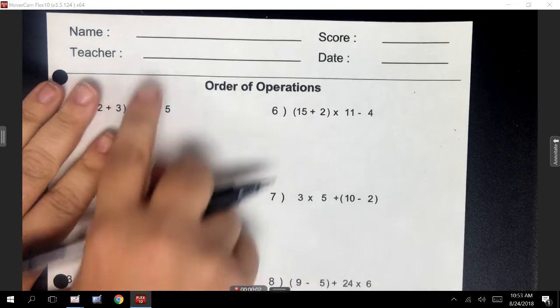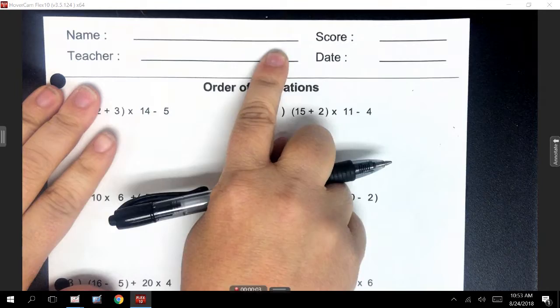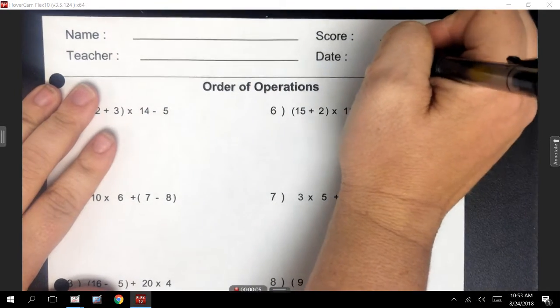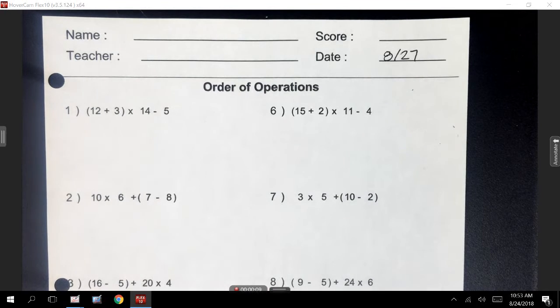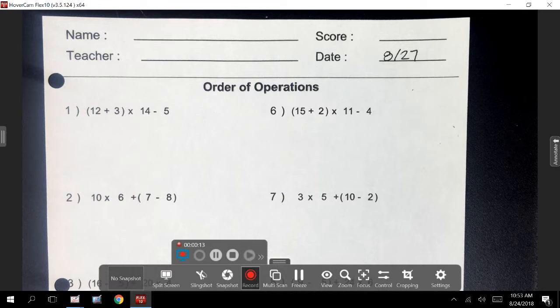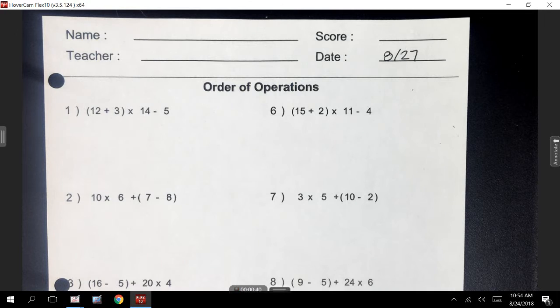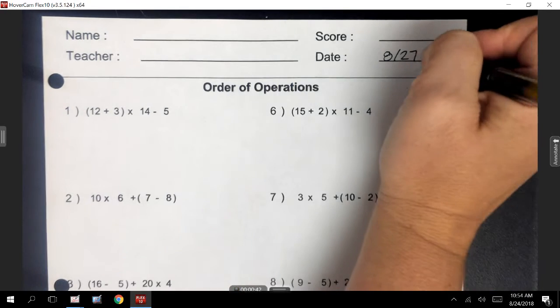Hey guys, make sure you go ahead and put your name at the top of your paper. Today is the 27th, so 8/27. Alright, we should have our name on our paper by now. Make sure that you have the date for 8/27/18.